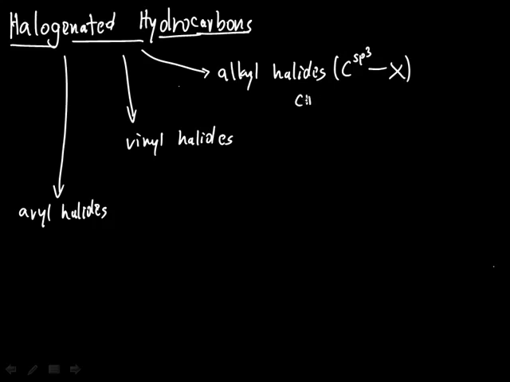Examples of this class are things like chloroform, a very common solvent, various freons, which are used as refrigerants. This is an example of freon 22. And then various other solvents, such as 1,1,1-trichloroethane shown here.